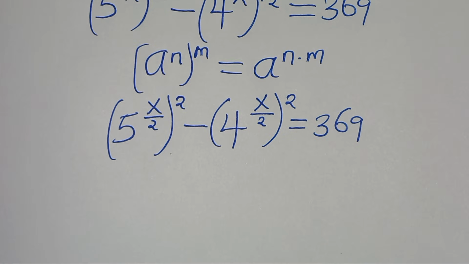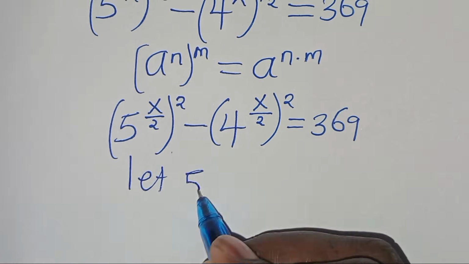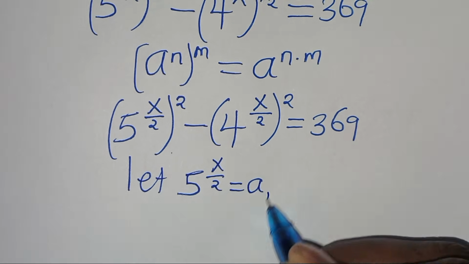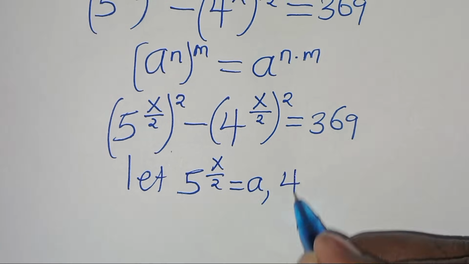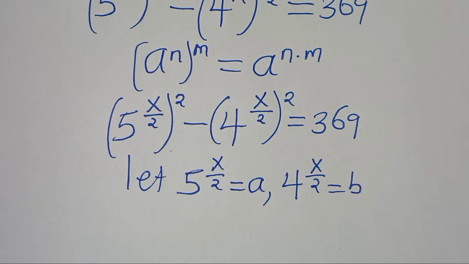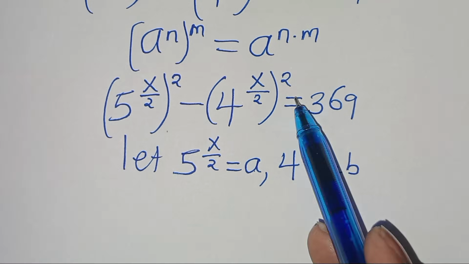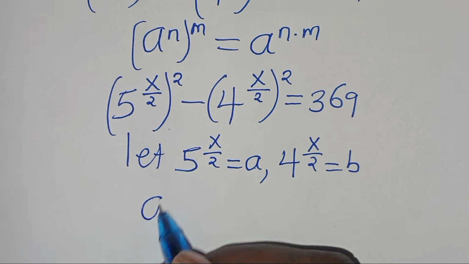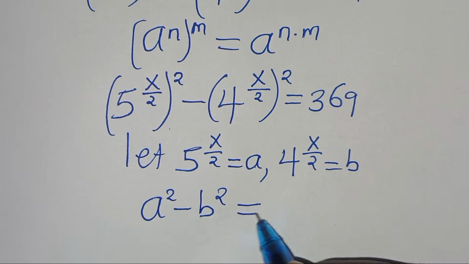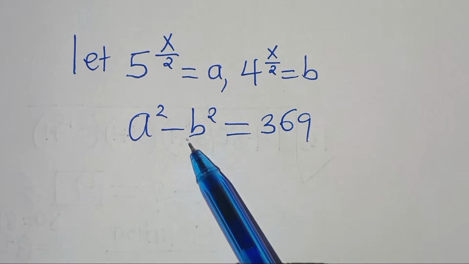Now the next step from here, we can let 5 raised to the power of x over 2 be equal to a, and we can let 4 to the power of x over 2 be equal to b. Let's substitute a and b into this equation here. So this is the same thing as a squared minus b squared. This is equal to 369.